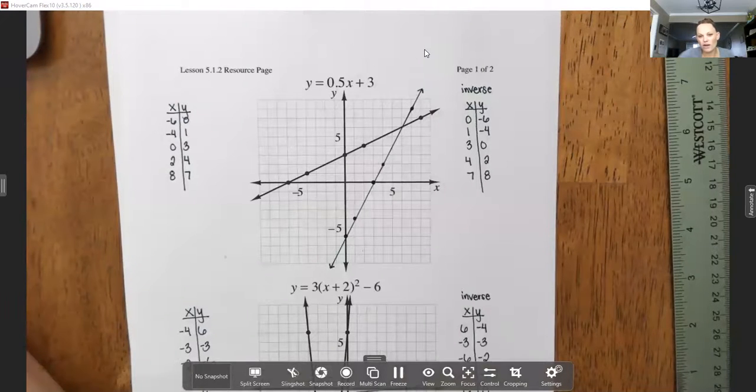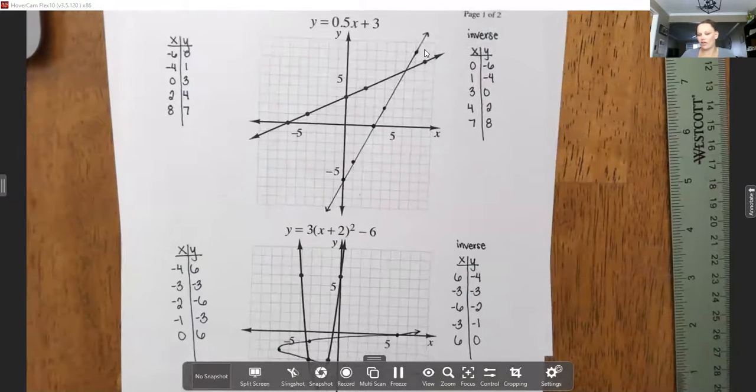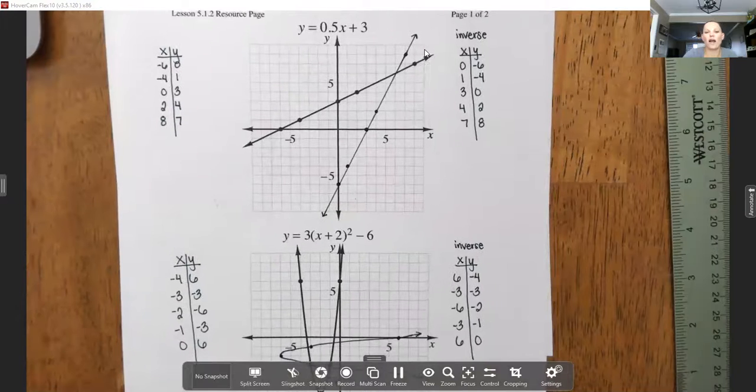So try to figure out if you could sketch in that line. We'll draw it in a minute. Do it in pencil. See if you can figure out where the line of symmetry is for all three of these graphs.